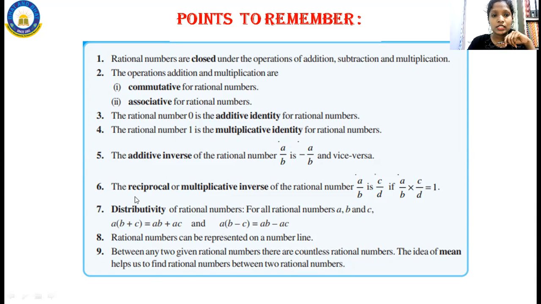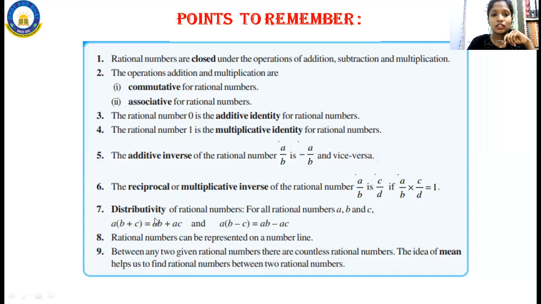When I come to the sixth point, the reciprocal and the multiplicative inverse. We have already studied the reciprocal as well as the multiplicative inverse. For the rational number a by b, the reciprocal is c by d, and if I write a by b into c by d, it will be equal to 1, because ab and cd cancel. So you will get 1.